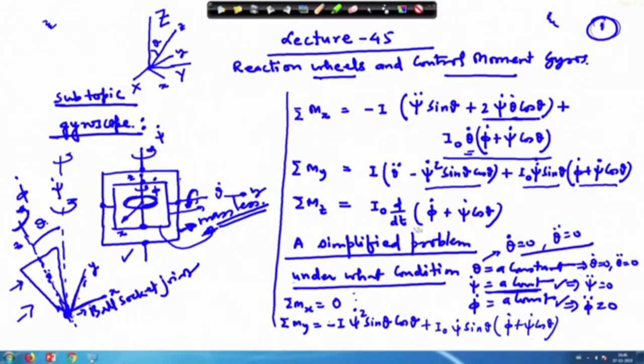Now, here in this part if we look, phi dot is a constant. Psi dot is a constant as shown here, phi dot is a constant, and theta is also a constant as per our assumption. So, this implies that phi dot plus psi dot cos theta is also a constant, and therefore the time derivative of this will be 0. So, this implies E m z is also 0.